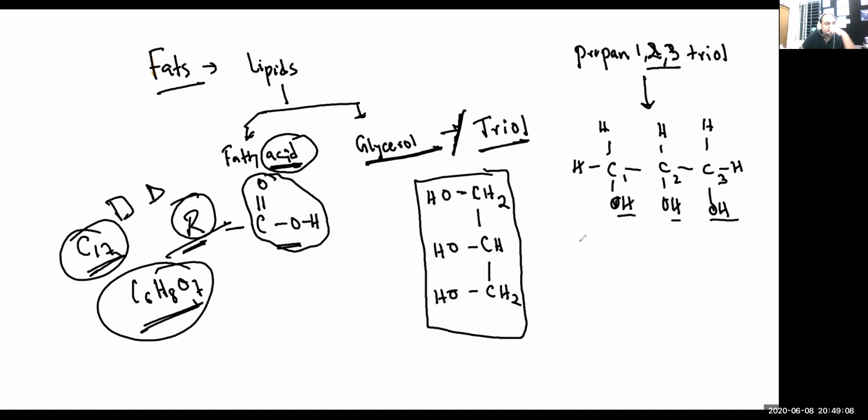Was that possible or not? Sir, if there is no OH on the third, then it would have been a diol, not a triol. Yes. But if there were 2 OH on the same carbon, would we write 1 2 3 triol or would we have a different name? Different. What would be the name? 1 2 triol, 2 2 triol.